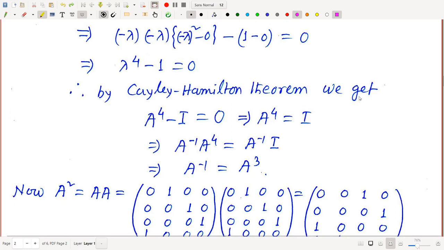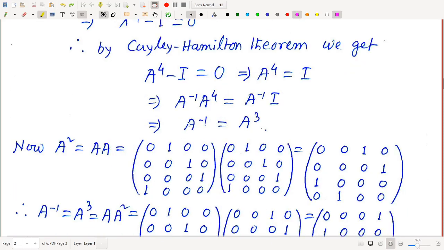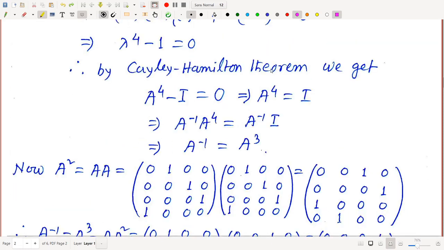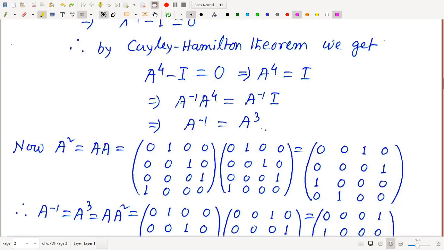Therefore, by the Cayley-Hamilton theorem, we get A to the power 4 minus 1 I, where 1 I means it is only I, equal to O, the null matrix. Every square matrix satisfies its characteristic equation. Here the characteristic equation is simple: lambda to the power 4 minus 1 equals 0. So we have A to the power 4 minus I equal to O, meaning A to the power 4 equals I. Now we multiply by A inverse.